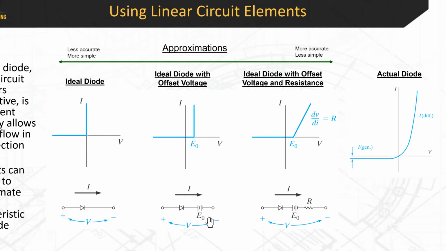That E0 is the built-in potential of the diode, right? So the V0 of the diode. For most diodes, it's somewhere between 0.6 and 0.8 volts, depending on doping. All right, so in this type of situation, if you apply a negative potential to it, you'll get no current. If you apply anything below E0, you'll get no current. But once you apply anything above E0, you'll get a rapid increase in current.